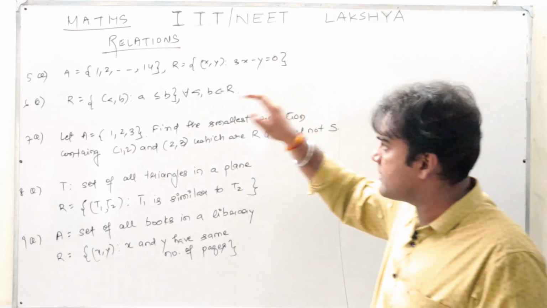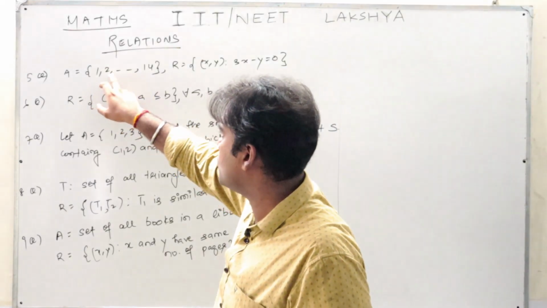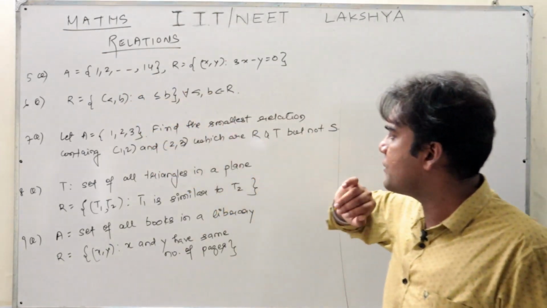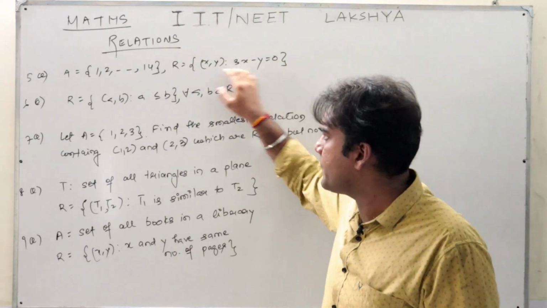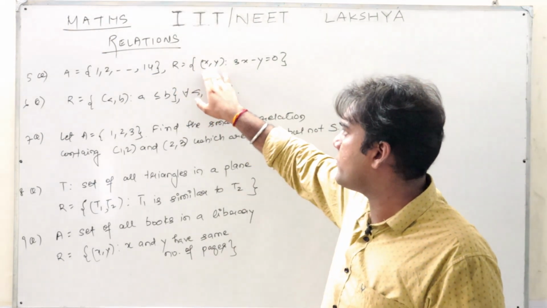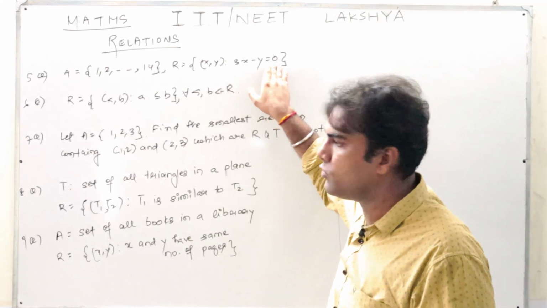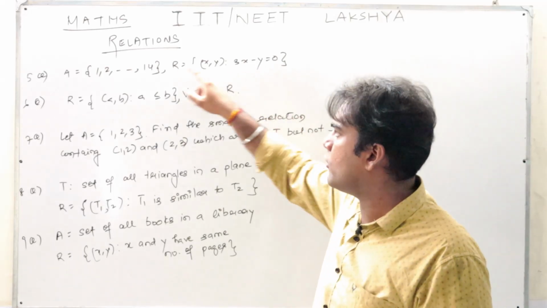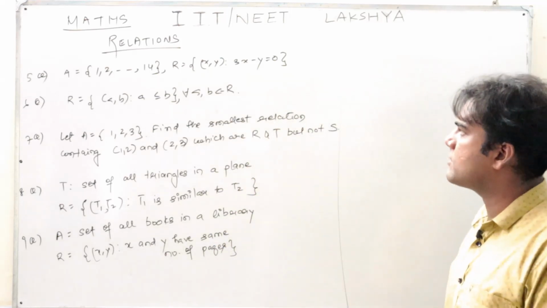Question 5 is, there is a set A containing natural numbers from 1 to 14, like 1, 2, 3 till 14. And your relation R is defined on set A such that R is a collection of ordered pairs (x, y) such that 3x minus y is equal to 0, where x and y belong to your set A. How to read this relation?